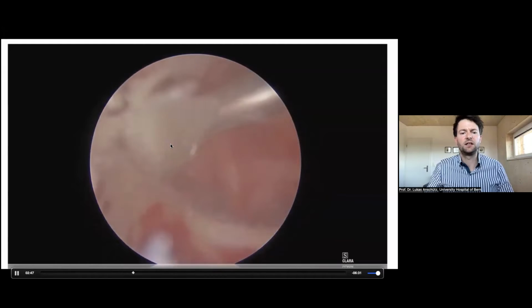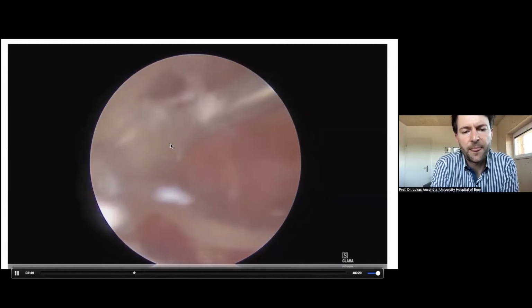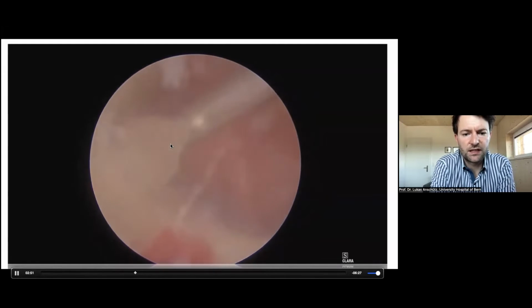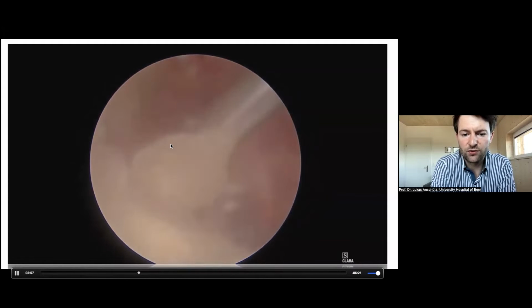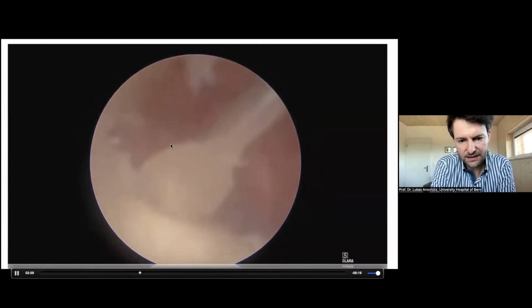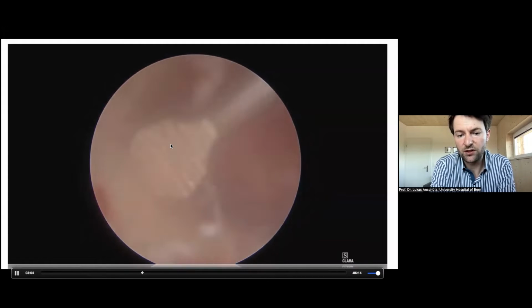You can see I use this underwater technique, and with the underwater technique I can see quite nicely what I am doing. If you are drilling, you cannot actually see below your drill, and I think this is a good advantage of this technique. You can also use the drill with the underwater technique.